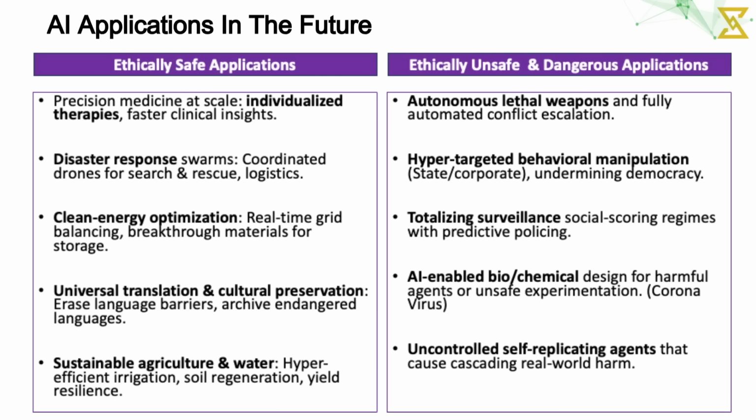Now let's look at what applications are possible based on those future capabilities of AI we reviewed earlier that can be either ethically responsible or unethical and dangerous. The ethically safe applications include precision medicine at scale. AI can be used to develop individualized therapies and get faster clinical results and insights.